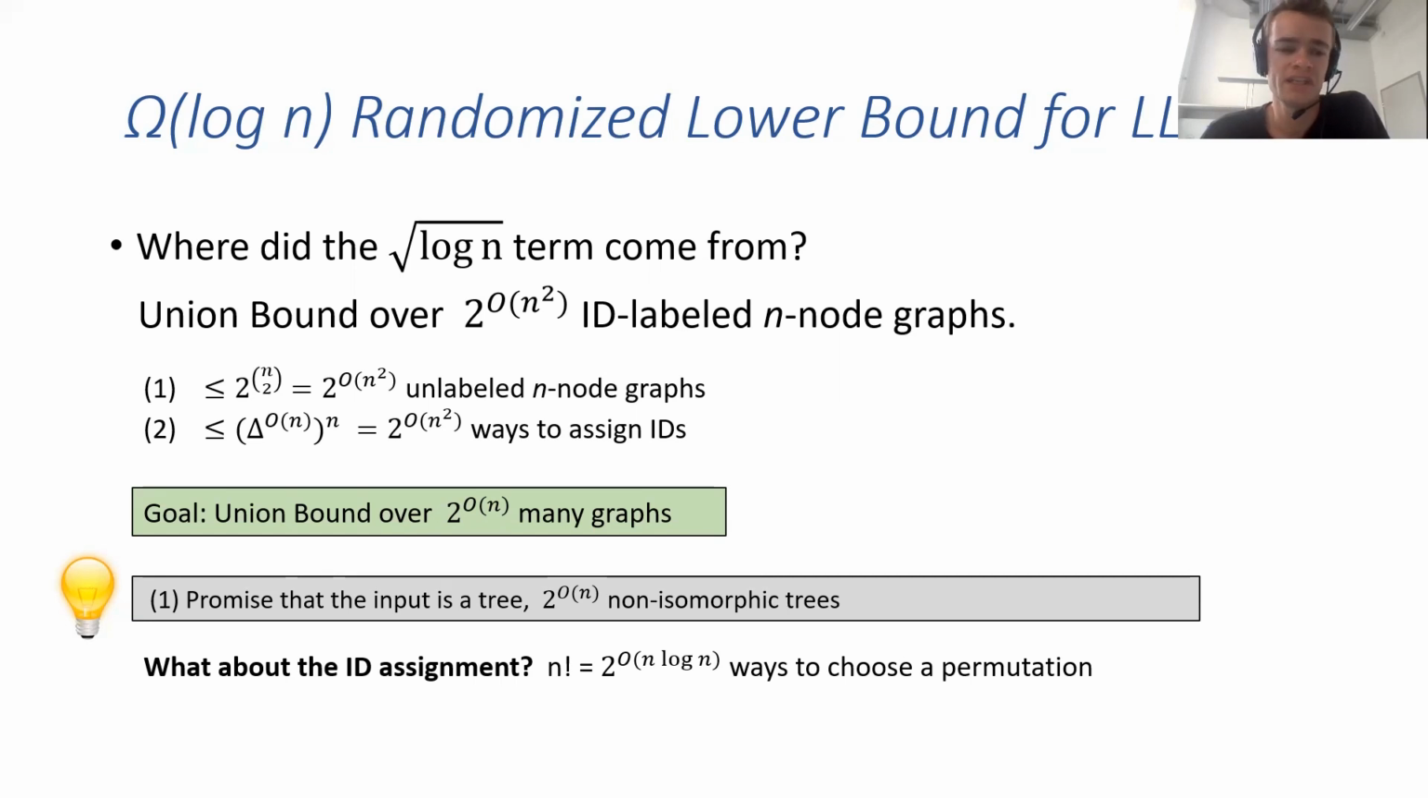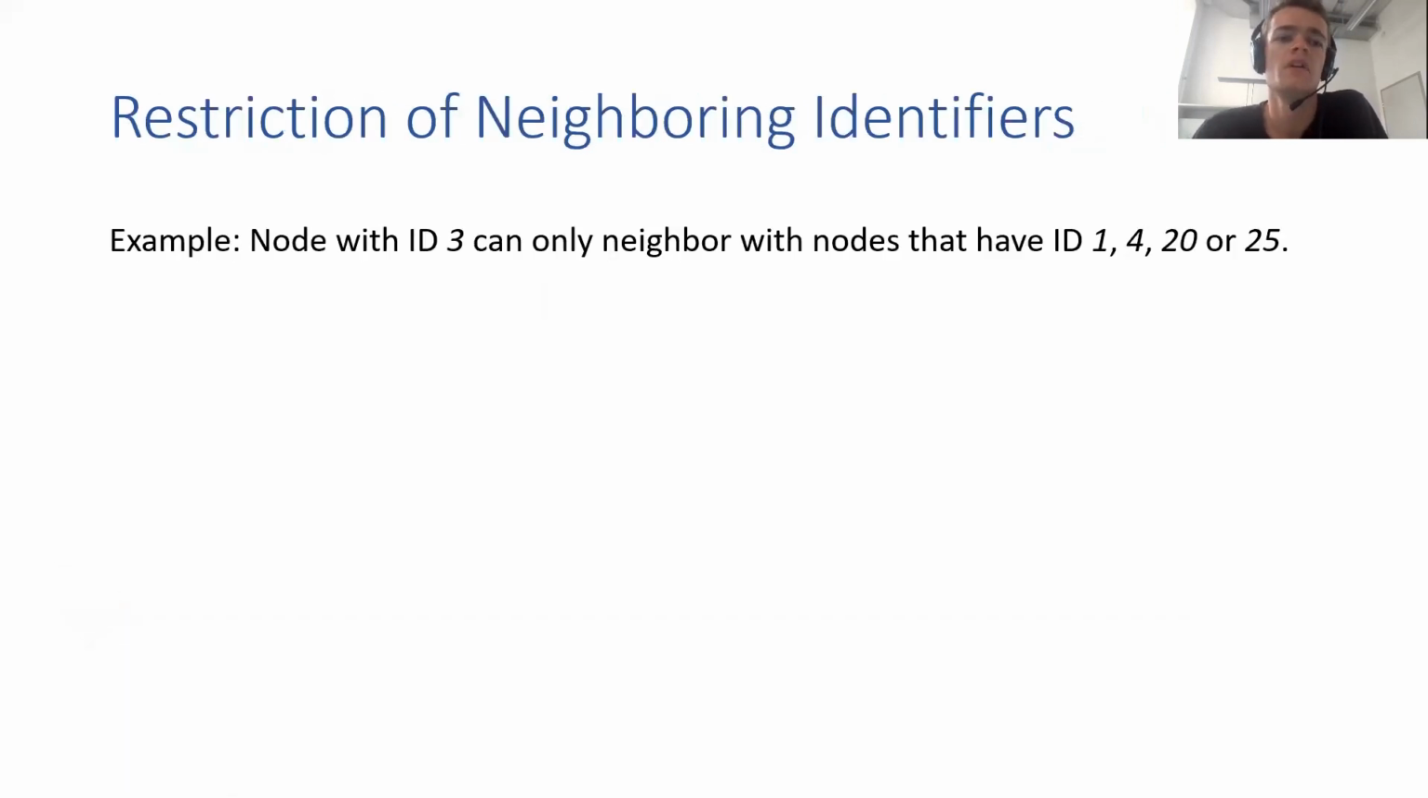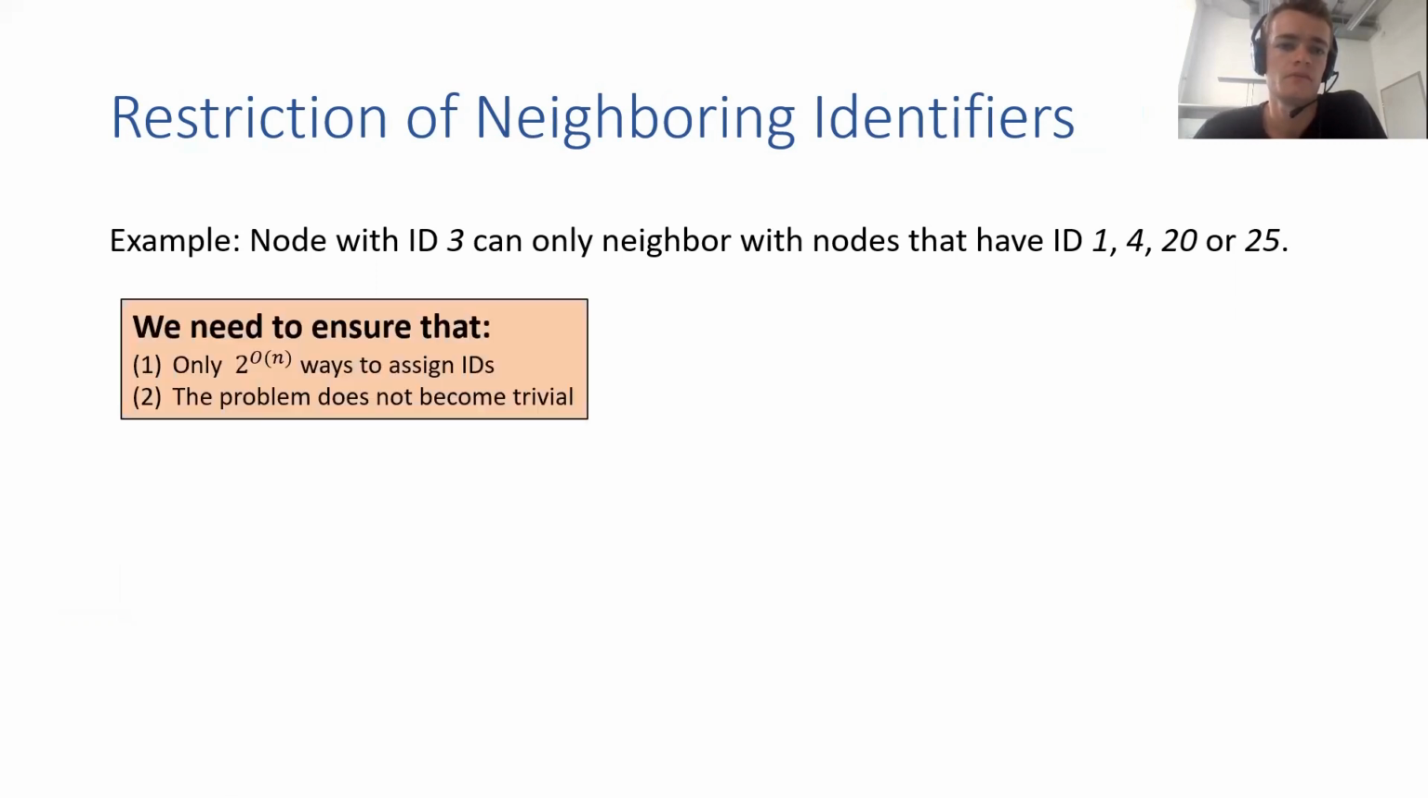So what we do instead is that we still assign IDs from an exponential range. However, we further restrict which IDs can be neighboring in the input graph. For example, we say that a node with ID 3 can only neighbor with nodes that have ID 1, 4, 20, or 25, just as an example. And with this restriction that we additionally impose, we need to make sure two things. So first, we only want that there are 2 to the order n ways to assign IDs. And the second thing is the problem should not become trivial.